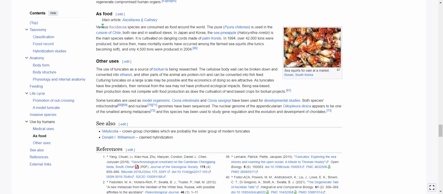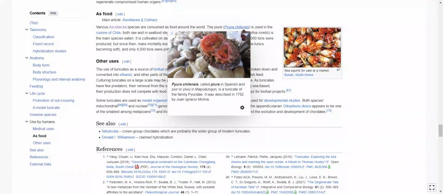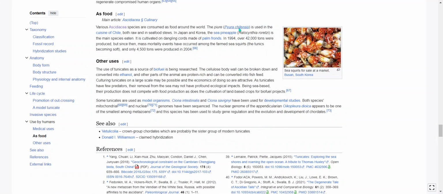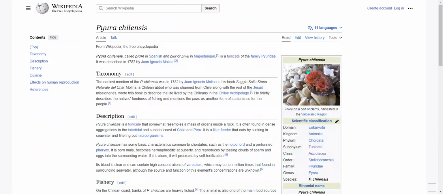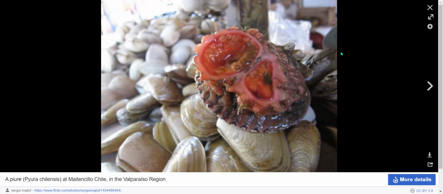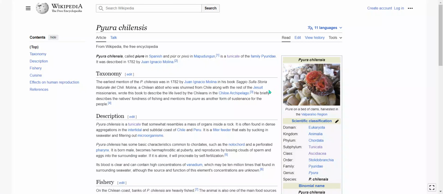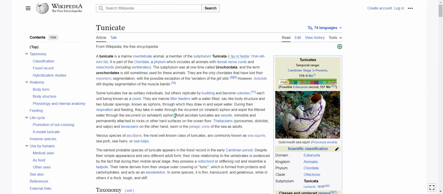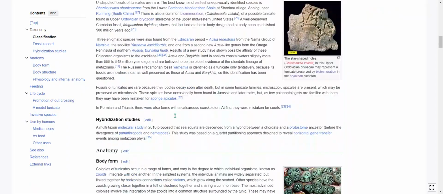As food, various ascidian species are consumed as food around the world. The Pyura chilensis, oh my god, are used in the cuisine of Chile, both raw and in seafood stews. Let's look at that picture real quick. Yeah, that thing's nasty looking. Yeah. And that is on a bed of clams. Great. Come on, load. There we go.